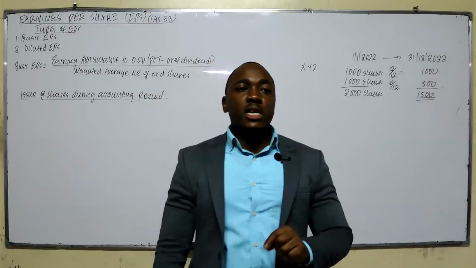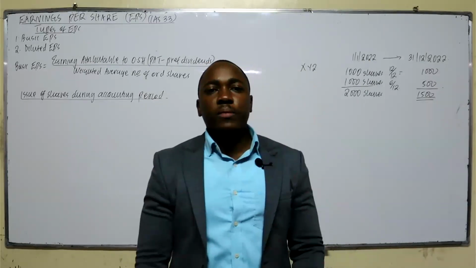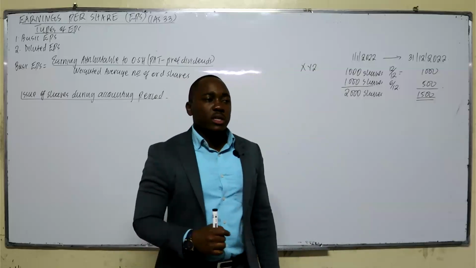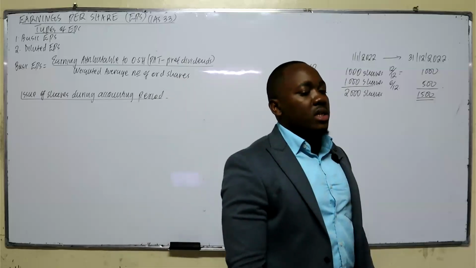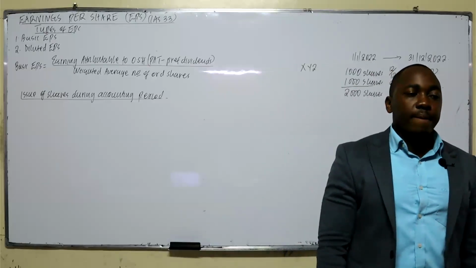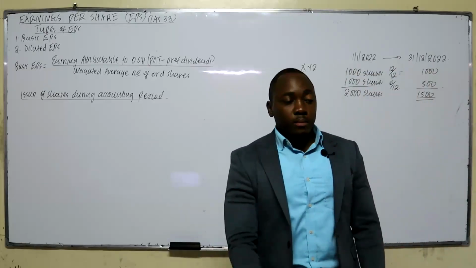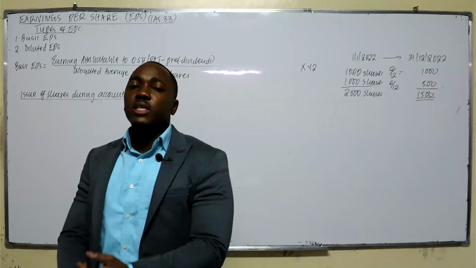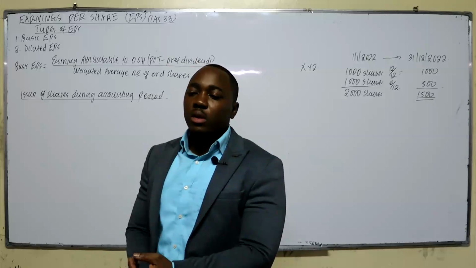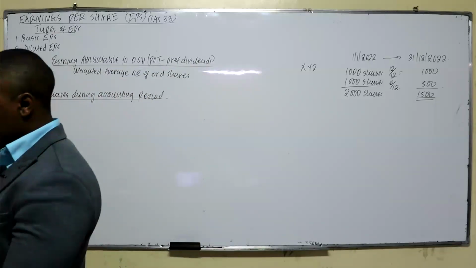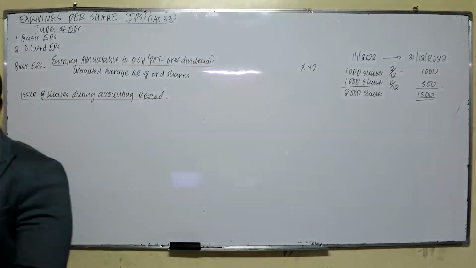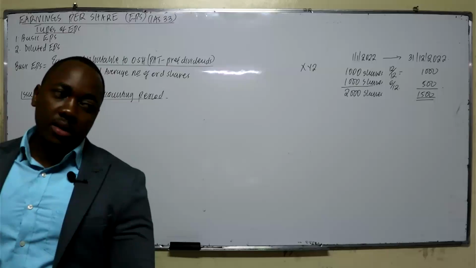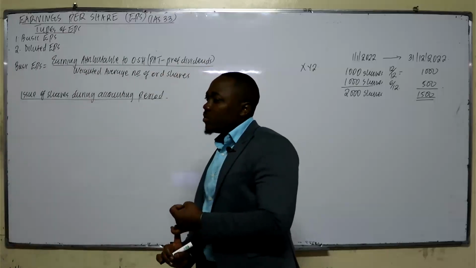Number one, ordinary shares issued at consideration. And number two, ordinary shares issued at no consideration. Those are the two types of share transaction. So you think that number one, you have the ordinary share issued at consideration.